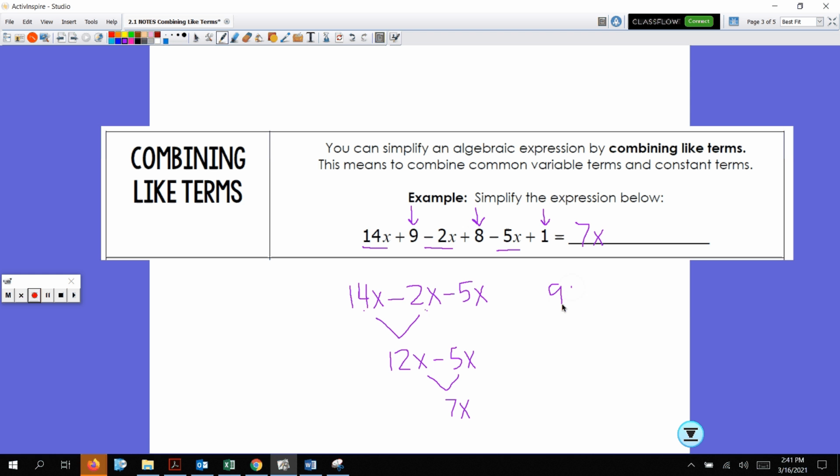So now when I look at my constants, I have positive 9, positive 8, and positive 1. So 9 plus 8 plus 1. Well, 9 plus 8 is 17, plus 1 is 18. So now I have 7x plus 18. It's a much nicer way of writing this expression. That was a hot mess, and then we shortened it down and simplified it to 7x plus 18.